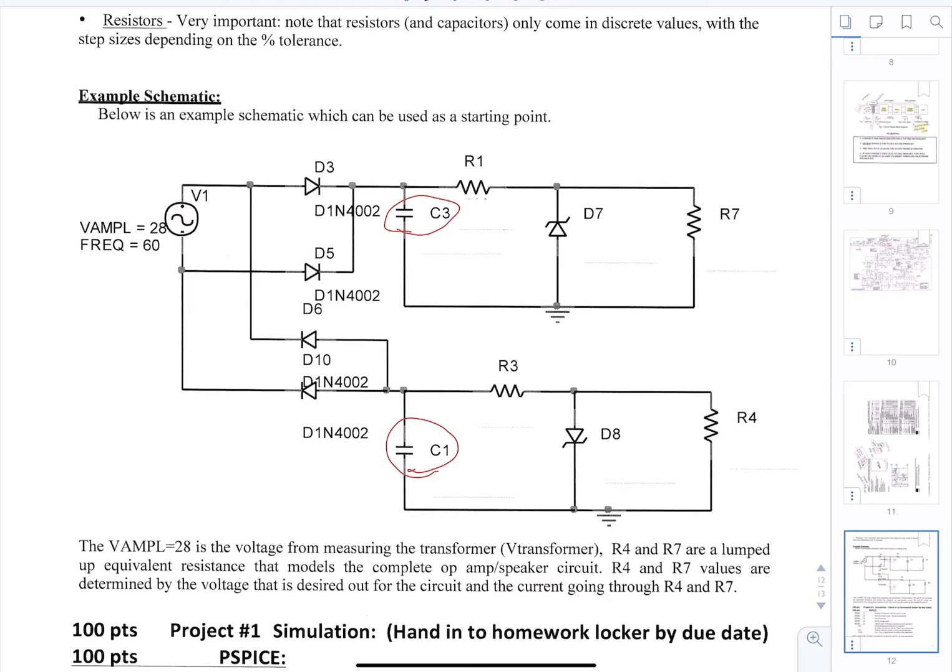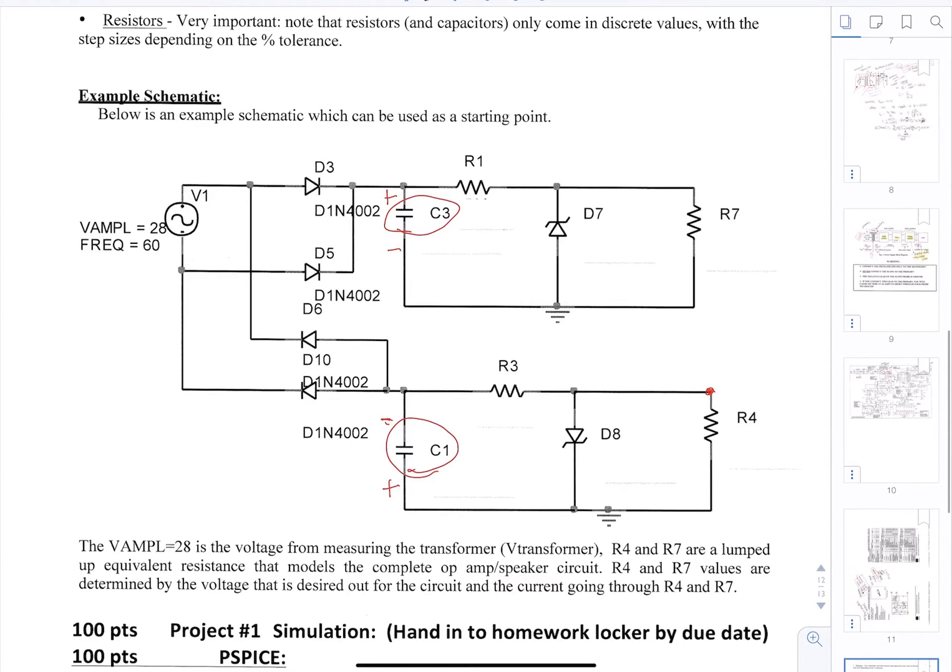So this is going to be your positive, and this one is going to be your negative side. So here if you wanted minus 10 volts out, and here if you wanted plus 10 volts out, then you're going to orient those capacitors in that direction. So the diode's oriented here. This is a full wave rectifier. Again, you can substitute this for a bridge rectifier or a half wave rectifier, your choice on here.